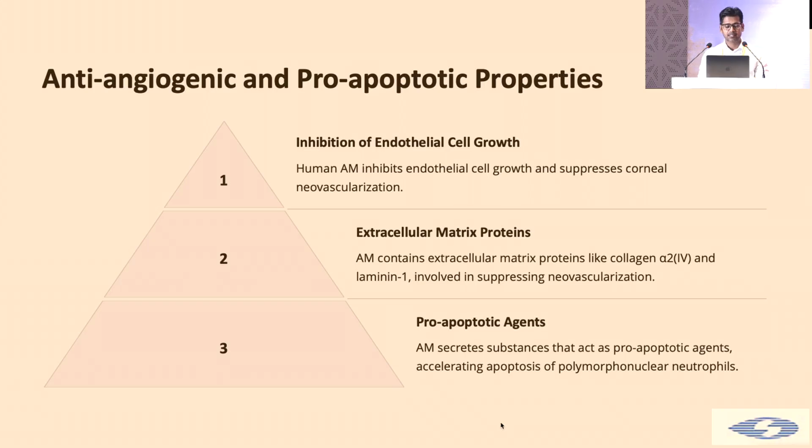The anti-angiogenic properties maintain the avascular surface of the cornea, preventing new blood vessel formation. The production of anti-angiogenic compounds such as thrombospondin 1, endostatin, and tissue inhibitors of metalloproteinase has been demonstrated in vitro in human amniotic membranes.